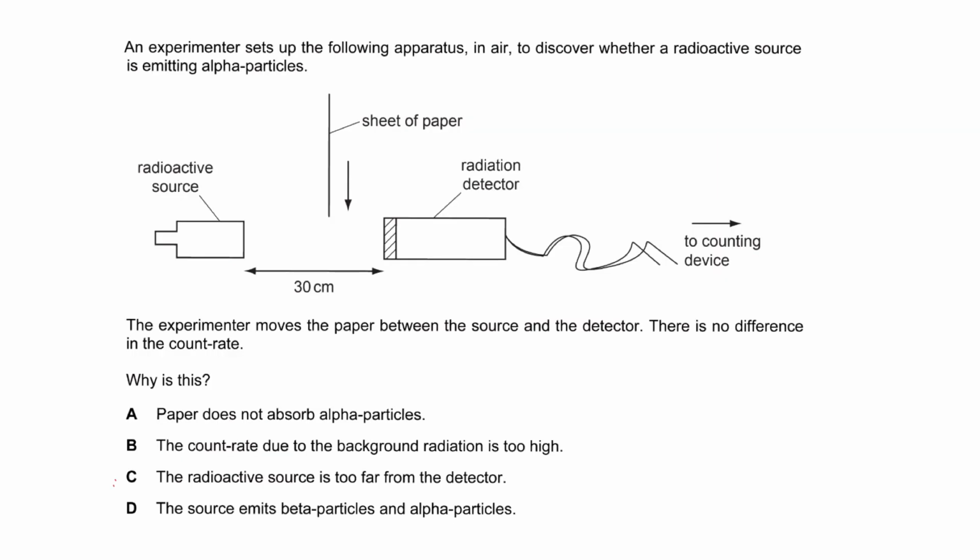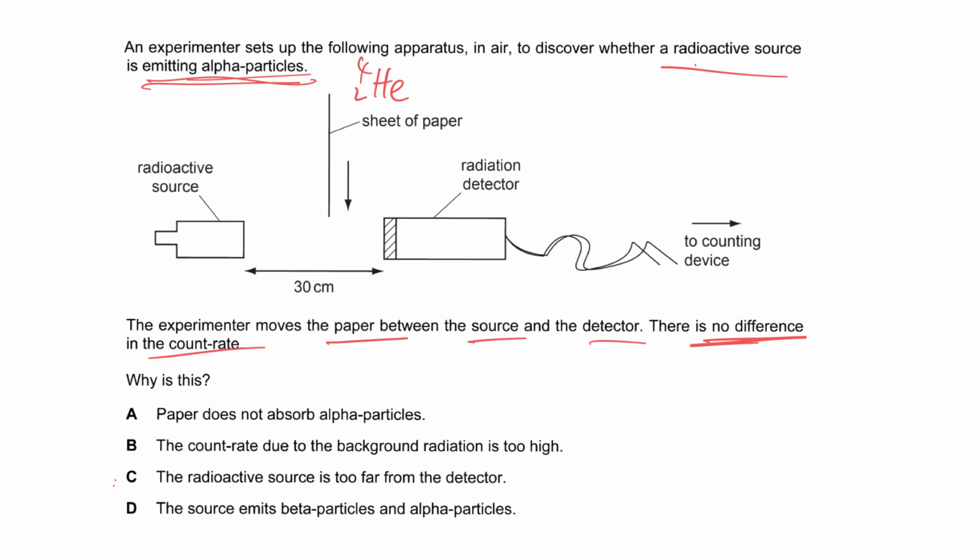So for this question, you're going to discover whether a radioactive source is emitting alpha particles. And let's recall, alpha particle is actually your helium nucleus, 4 over 2, the least penetrating, and it is easily blocked by a few cm of air, thin paper, or your skin. So the person moves the paper between the source and detector, and there's no difference in the count rate.